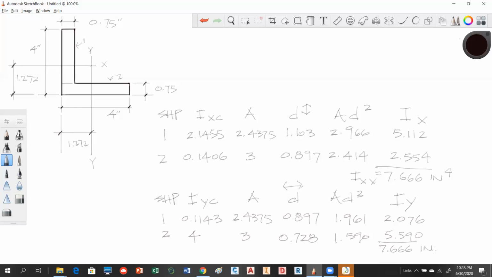A lot of this has to do with the symmetry. This is what you call an equal leg angle, because they're the same distance this way. And so notice the x-bar and the y-bar distance are the same, and the moments of inertia are exactly the same. So loading it this way or loading it this way would have the same rigidity or the same stiffness. So this is an interesting one because of that, and that's why I also wanted to do the centroidal axes for you, to just make sure that we're okay with that.